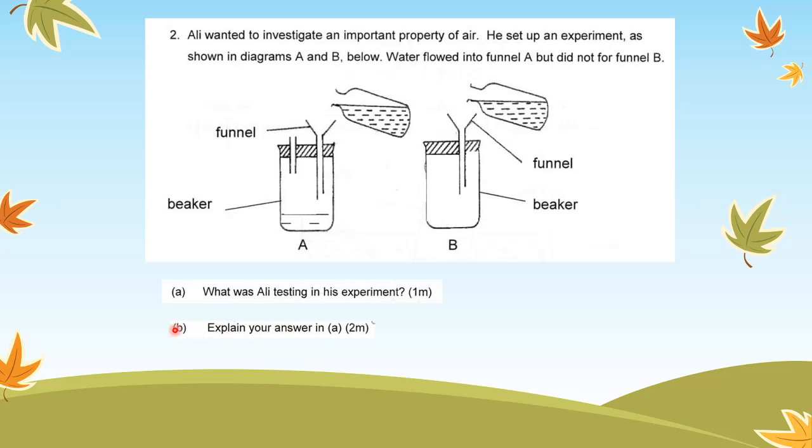Okay, now the answer for part B is, for setup A, air is allowed to escape through the tube and water can rush in to take up its place. For setup B, air occupies the space in the beaker. Water cannot go in to take up any space because the air has nowhere to escape.